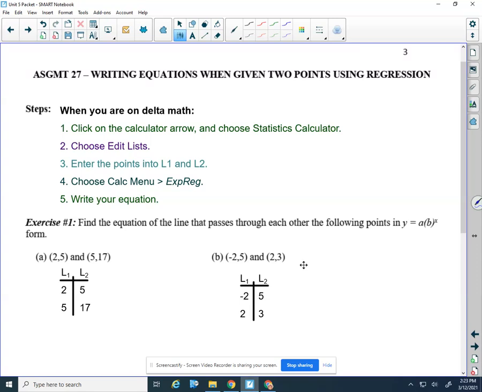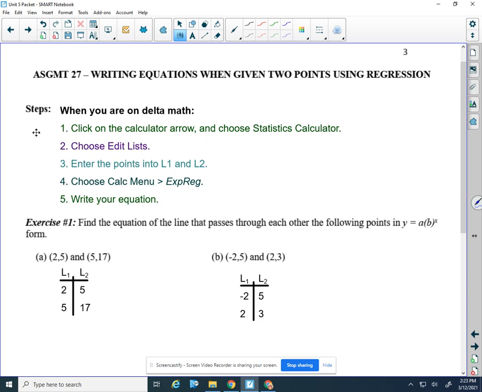Welcome back. Today we're working on assignment number 27. We're writing equations again. We're going to do exponential equations, but we're using the same Delta Math keys, those statistics calculator keys.